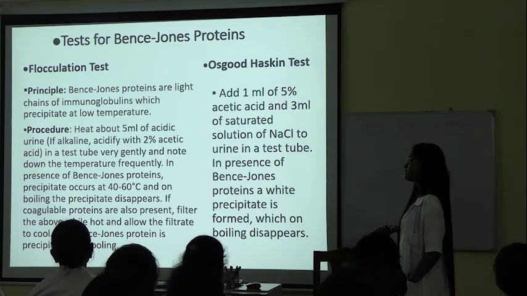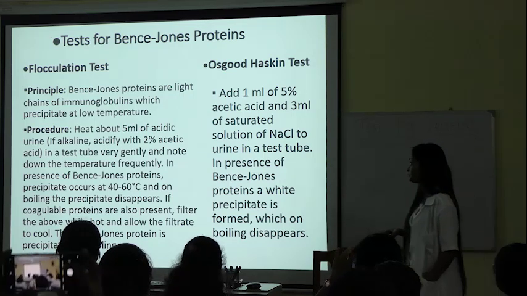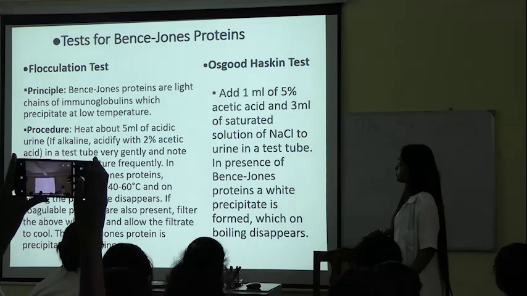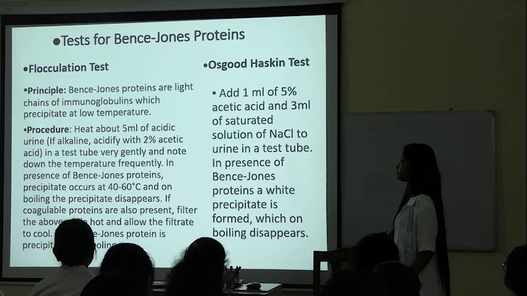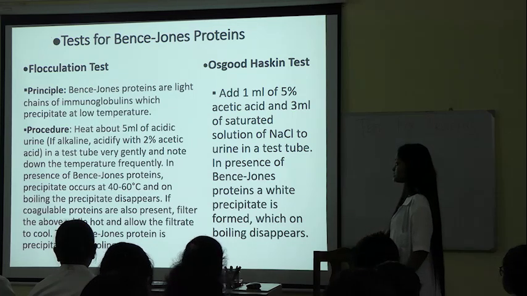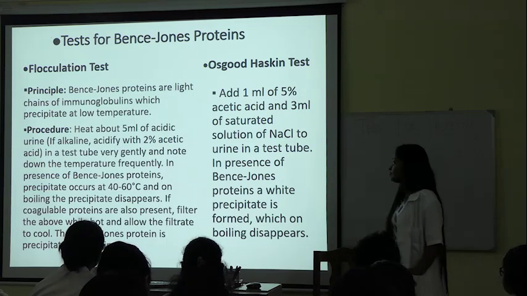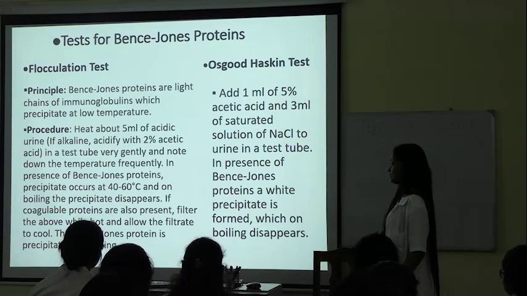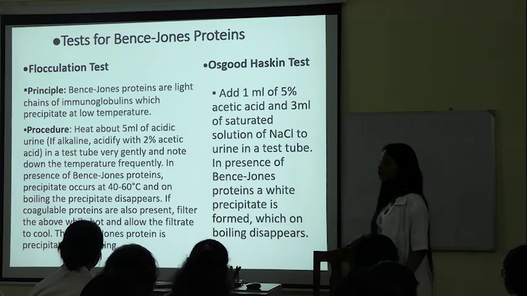The principle of the flocculation test is that Bence-Jones proteins are light chains of immunoglobulins which are precipitated at low temperature. So what is the procedure? Heat about 5 ml of acidic urine. If alkaline, acidify with 2% acetic acid. In a test tube, heat very gently and note down the temperature frequently. In presence of Bence-Jones proteins, precipitate occurs at 40 to 60 degrees Celsius. On boiling, the precipitate disappears. If coagulable proteins are also present, filter while hot and allow the filtrate to cool. The Bence-Jones protein precipitates on cooling.